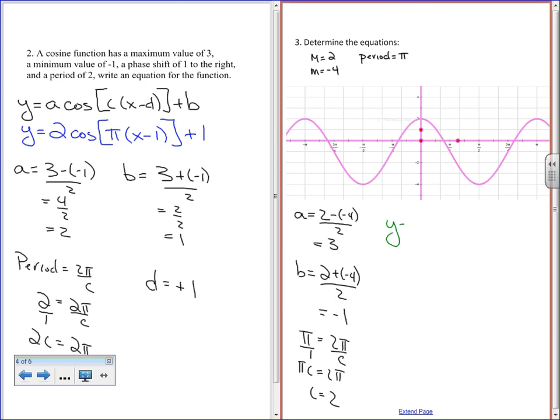So y is equal to 3 sine. My C value was 2. And I don't know my phase shift. I'm going to figure that out in a second. And my B value is -1. So I'll do that for the sine curve. And for the cosine curve, everything's the exact same thing. Again, the only thing that's going to change between the two curves is the phase shift.